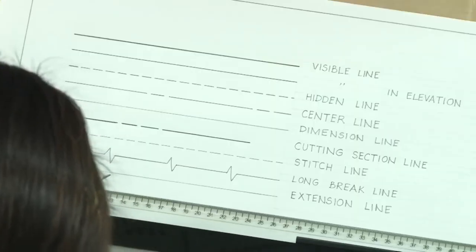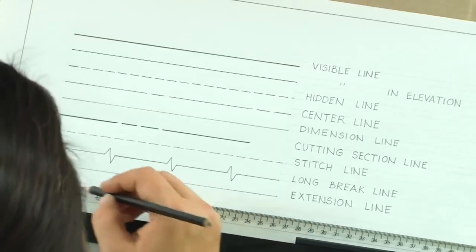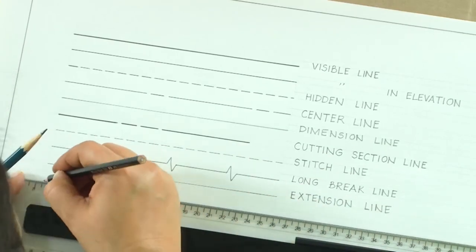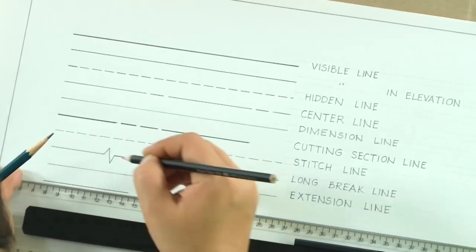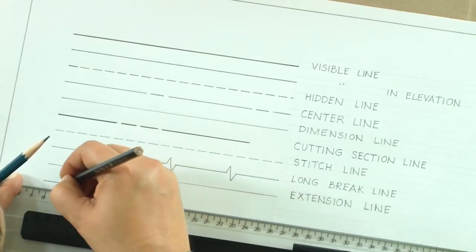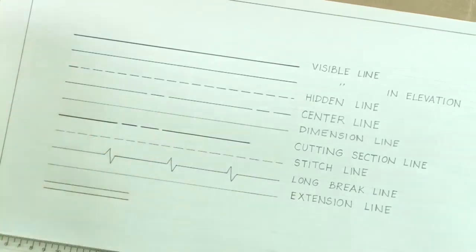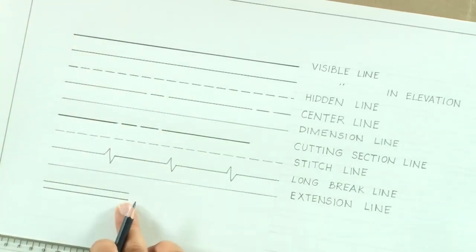These are the most common lines which will be required, which will be used by you. Sometimes we also use break lines for, say, curved objects, for example, hollow pipes. In that case, what we normally do is, if there is a pipe, there will be two parallel lines drawn in elevation or in section, whatever. So just imagine that this is a pipe which is going to be cut.